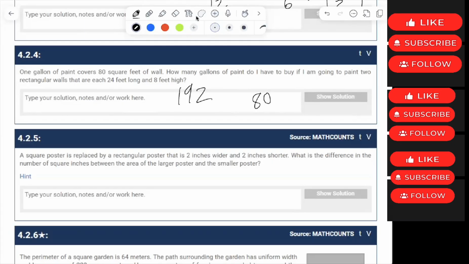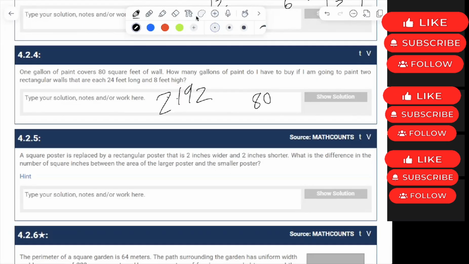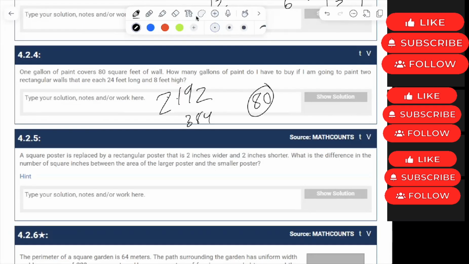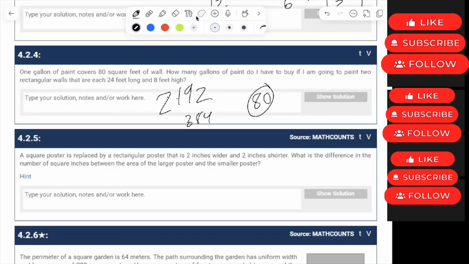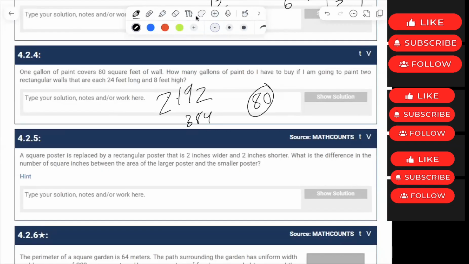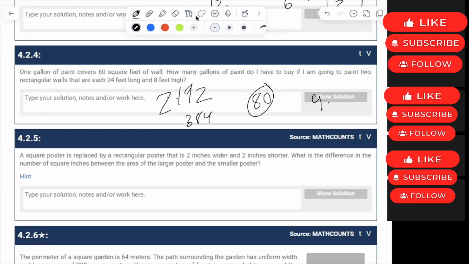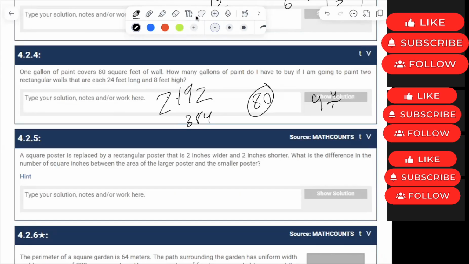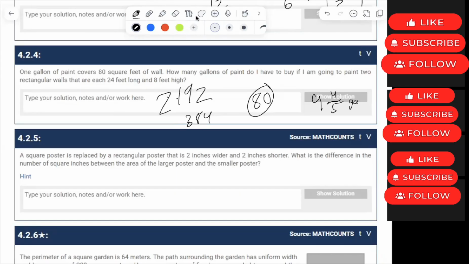Afterwards, we notice how we have two of these, so we multiply, and we get 384. And notice that we have 80 for 1 gallon. So we basically divide and find the remainder, which is 64, which covers 4. And 64 divided by 80 is basically 80 divided by 10, or 4/5, or 4 4/5 of gallons.